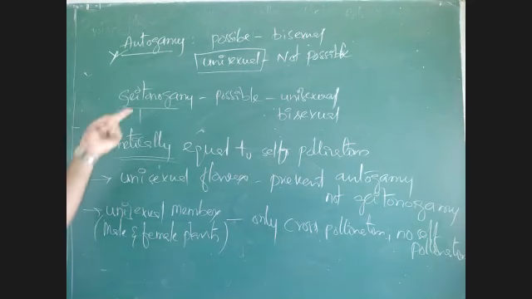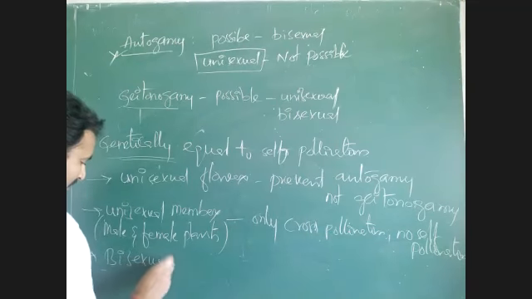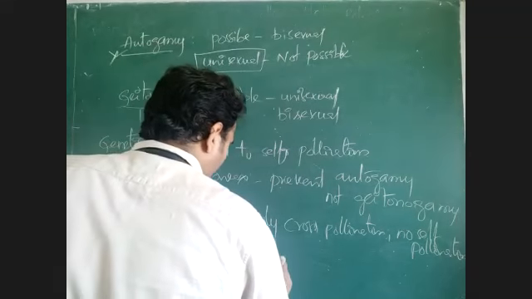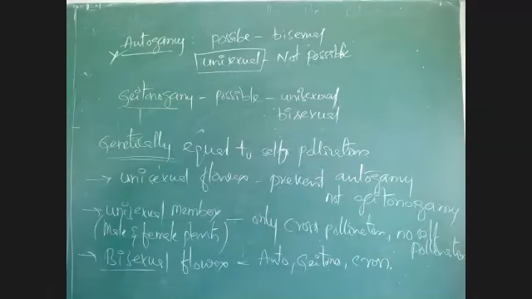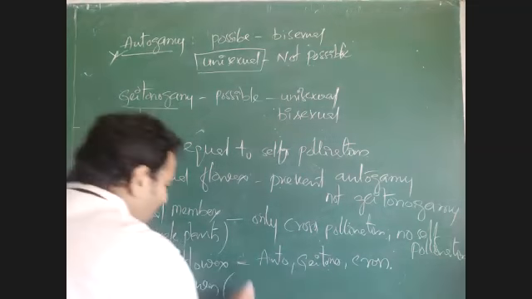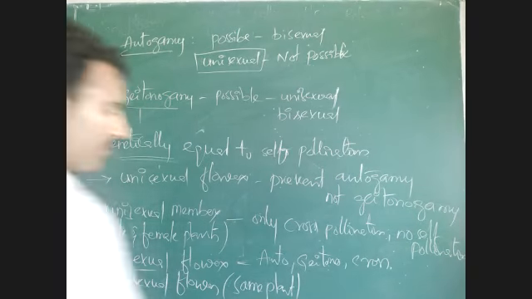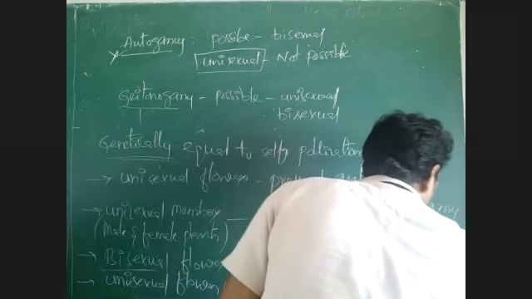But if a bisexual flower is there, that bisexual flower can perform autogamy or geitonogamy or cross pollination. Bisexual flowers can perform autogamy, geitonogamy, and cross pollination also. One more point you can write. Unisexual flowers on same plant. If unisexual flowers are present on same plant, it can perform geitonogamy and cross pollination also.